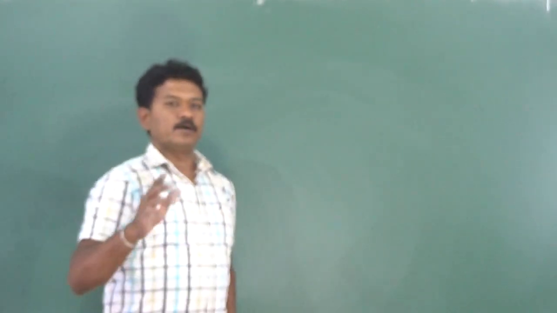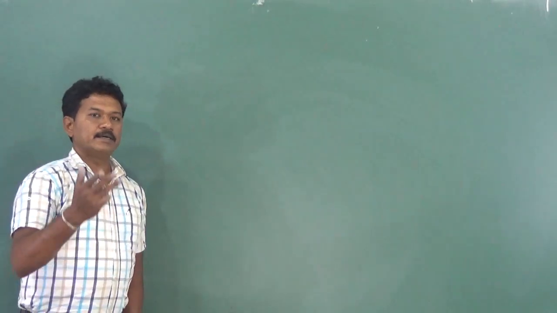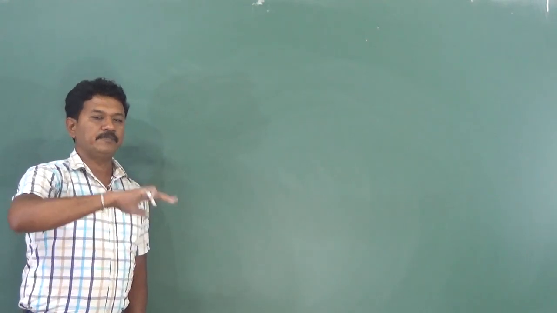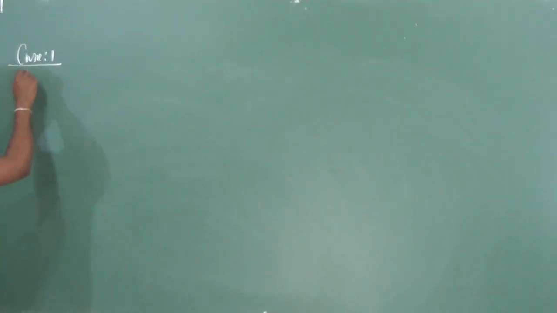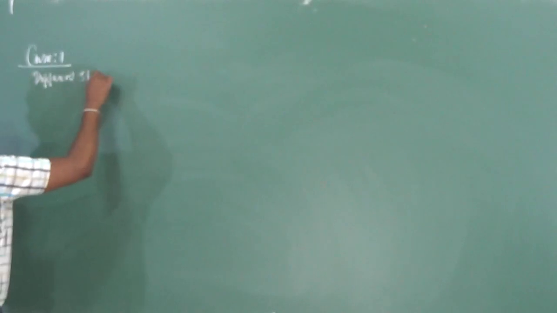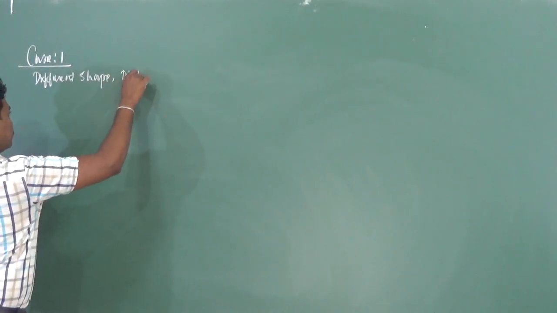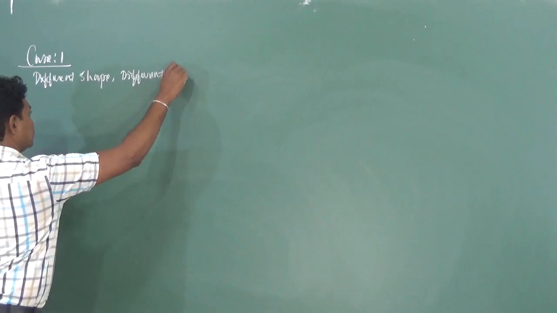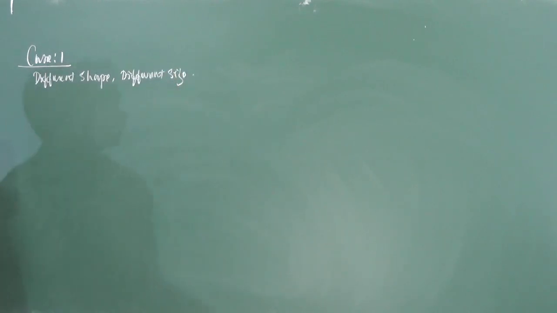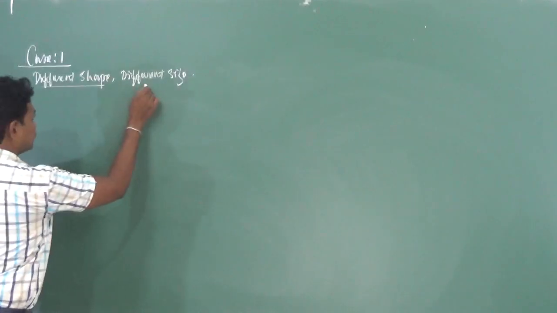So we will discuss the 3 possibilities of geometrical figures which can be drawn on a plane. Case 1: different shape, different size. So this is very, very important. You have to concentrate. Different shape, different size.